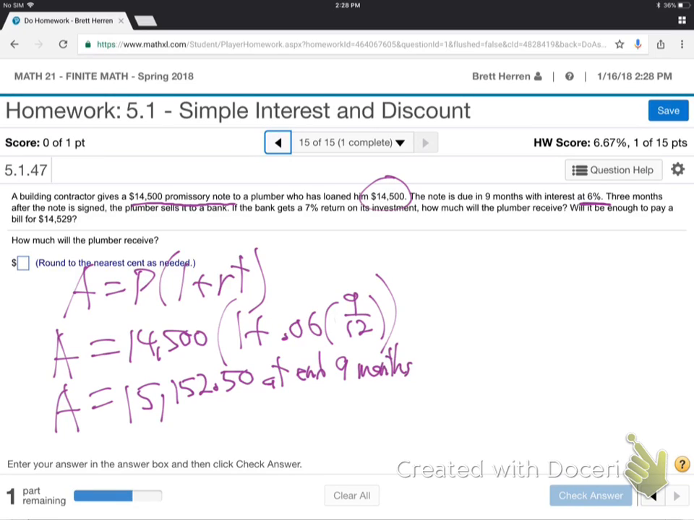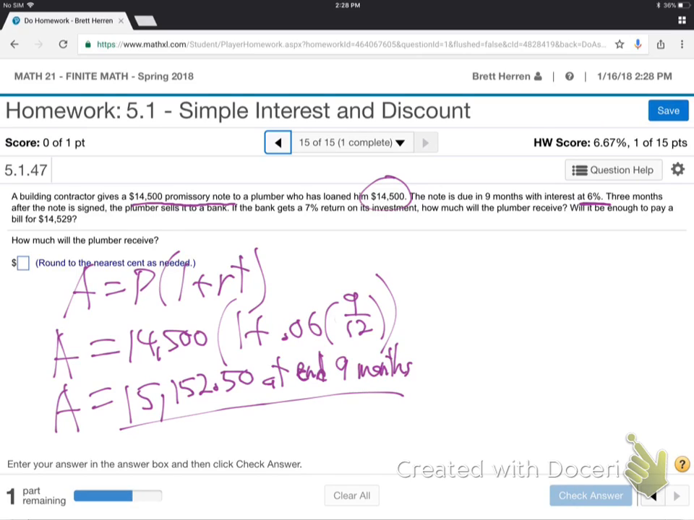So in other words, the plumber's saying, you owe me $14,500 right now, but if you want to wait to the end of 9 months, I got to get a little interest on that money that you really do owe me right now. So at the end of the 9 months, $15,152.50. That's the promissory note.